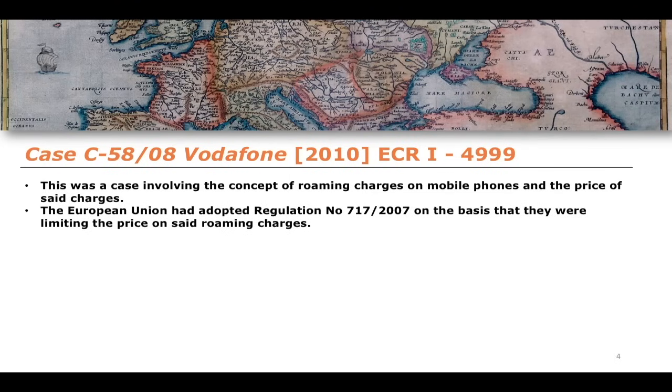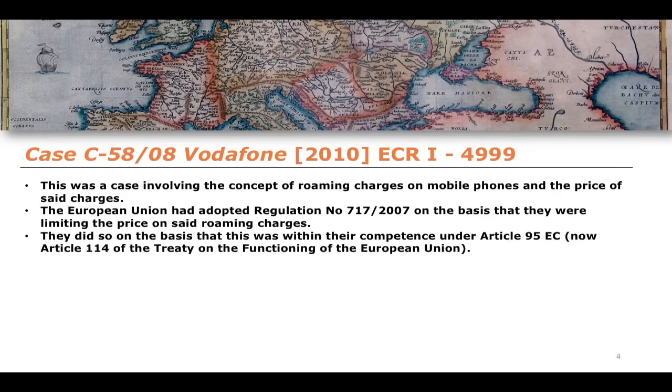But the European Union sought to try and limit the price of the roaming charges by implementing this regulation, Regulation 717. And they did so on the basis that they would be allowed to do so as they were acting under the competences of the European treaties. This was Article 95 of the EC Treaty, which is now Article 114 of the Treaty on the Functioning of the European Union. So, the competence was enshrined in Article 114 of the TFEU.